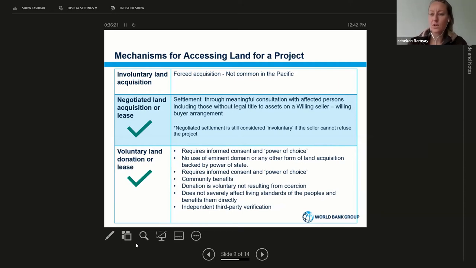Usually what you do see in international good practice due diligence about voluntary donations is that we take this rule of donation cannot be more than 5% or more than 10% of the overall land holding. So if we're looking at a donation, we're talking about a tiniest little strip of the corner of someone's land potentially. But as I mentioned, just like negotiated settlement, we always prefer to go negotiated settlement over voluntary donation. So this is a very unique case that we're talking about.